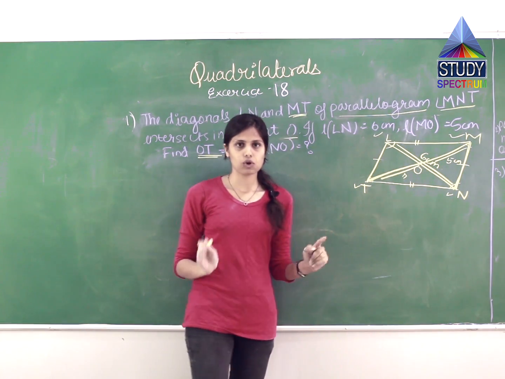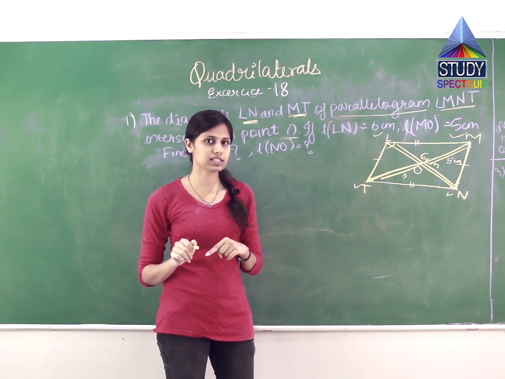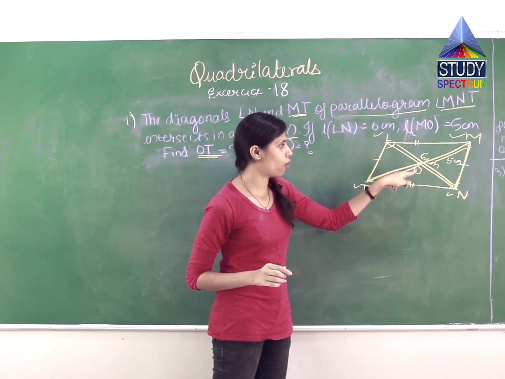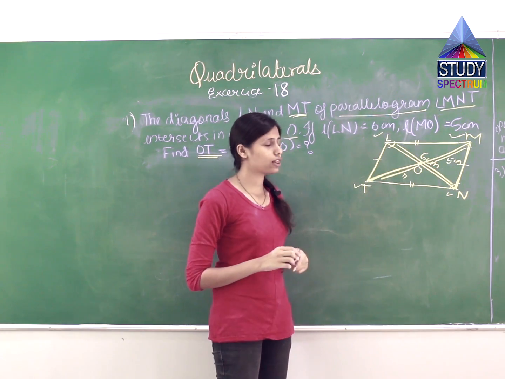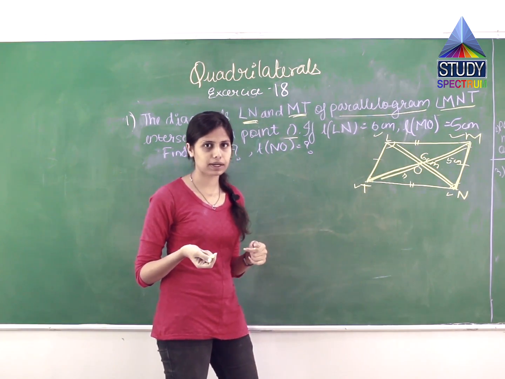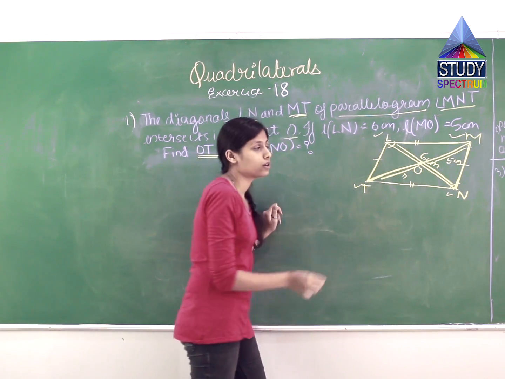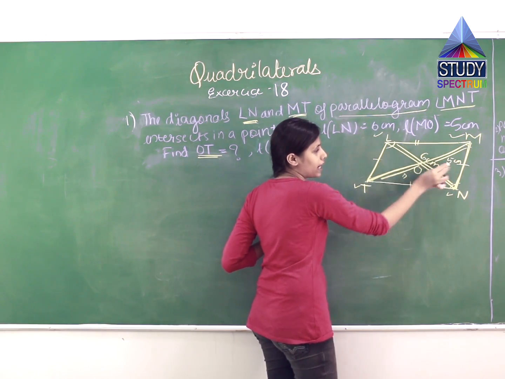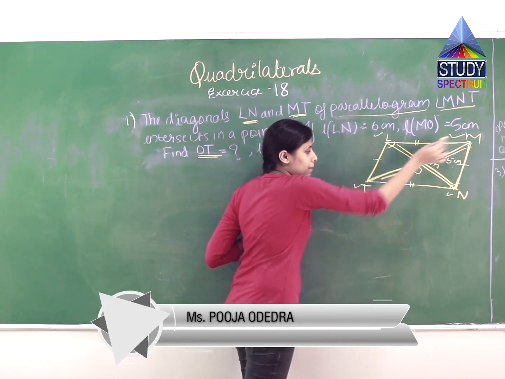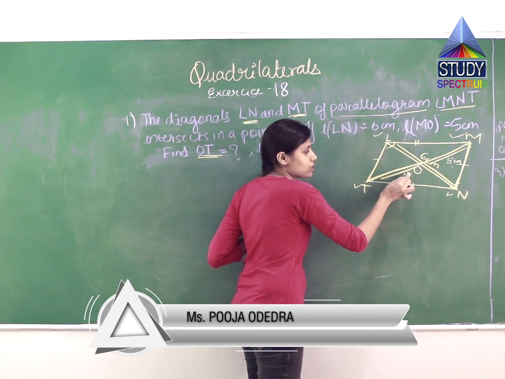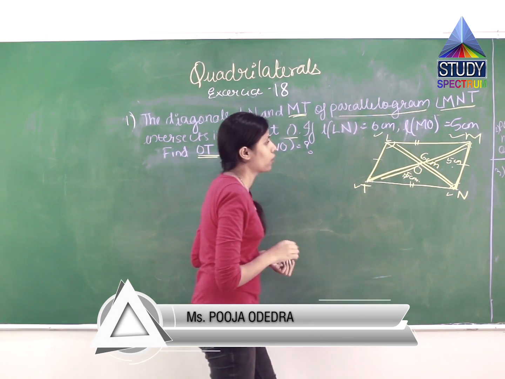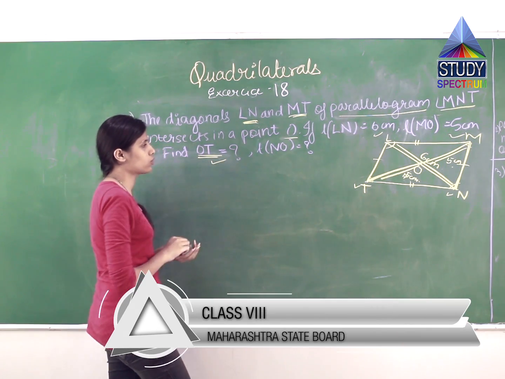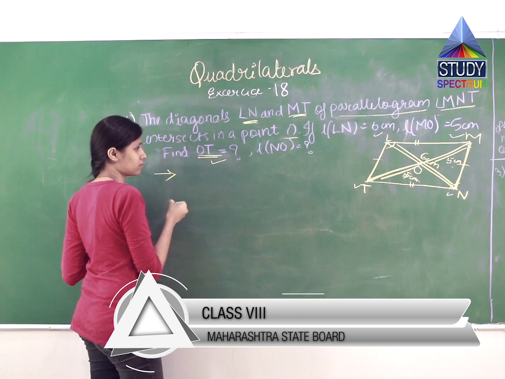Listen, in a parallelogram, the diagonals bisect each other equally. Means what? O is the midpoint of M and T. So if MO is 5 centimeter, then what will be the length of OT? It will also be 5 centimeter, right? Because O is the midpoint. So if MT is 10 centimeter, then and only then MO can be 5 centimeter. Means what? For MT to be 10 centimeter, this has to be 5 centimeter. Okay, so we got OT. So let us write the answer of OT. Then we'll move on to the second question.